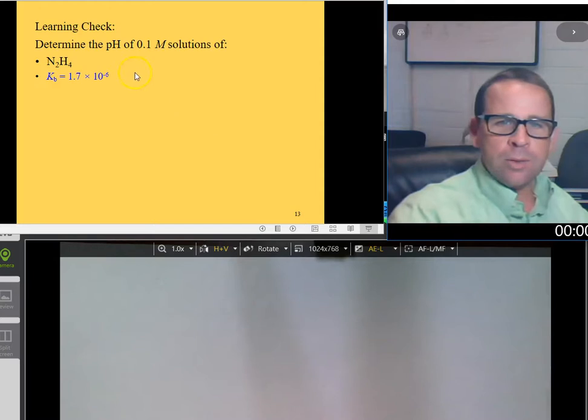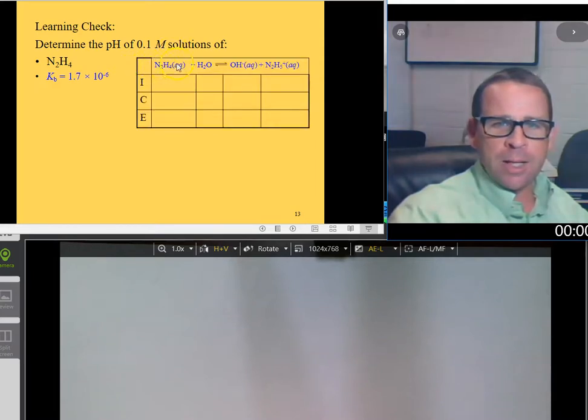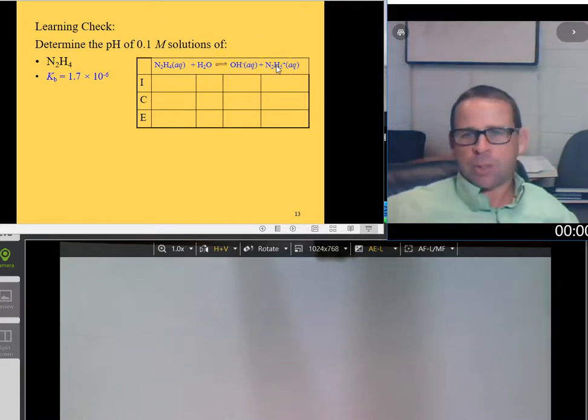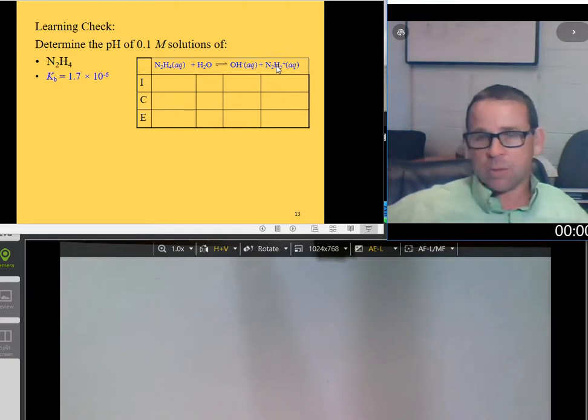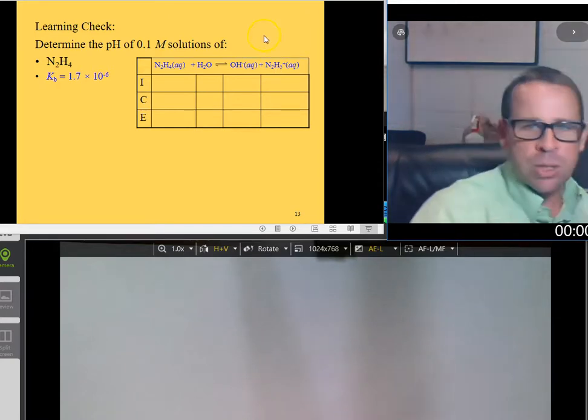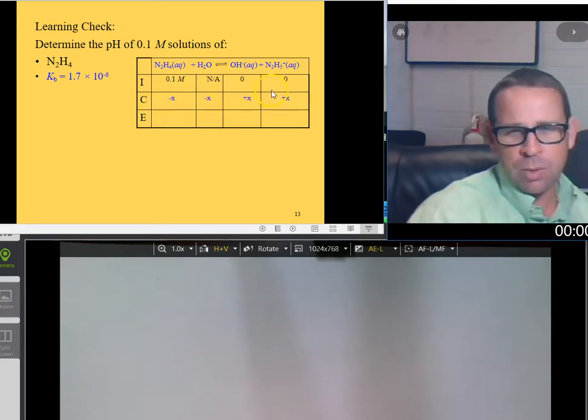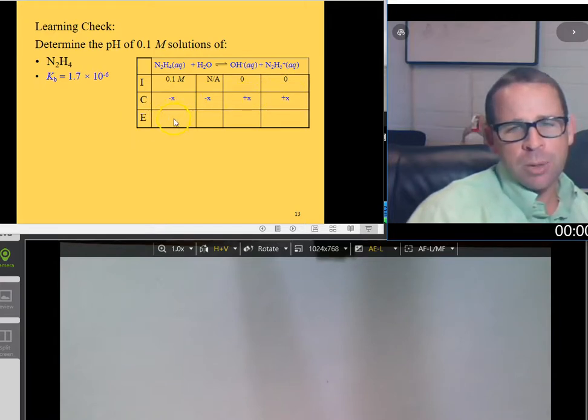Okay, so hopefully you could identify that N2H4, to behave like a base, would have to interact with water, produce the hydroxide ion, and yield that compound, pulling a proton off of water. That's what bases would do, right? Initial concentration: 0.1, 0, and 0. Change: minus x, shifting to the right, plus x. And then equilibrium concentration: 0.1 minus x. This is very small again, so it's just going to be 0.1 essentially. And then x and x.